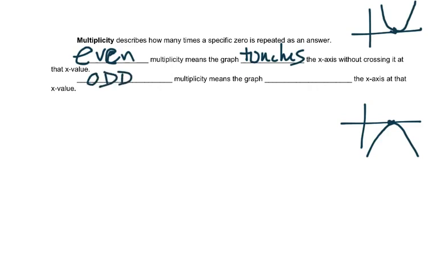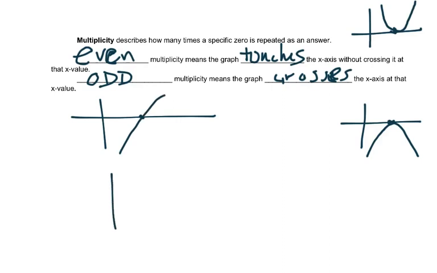If it has an odd multiplicity, so it's repeated once or 3 times or 5 times, it means the graph crosses the x-axis at that spot. So if the x-intercept was right here, it would cross like that, or if the x-intercept was here, it would cross like that. Either it goes up through it or down through it.